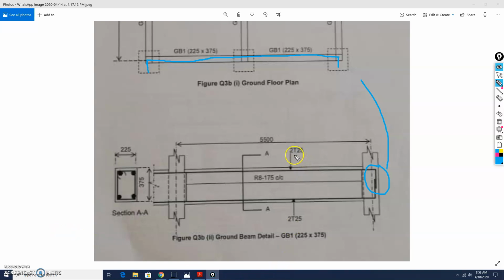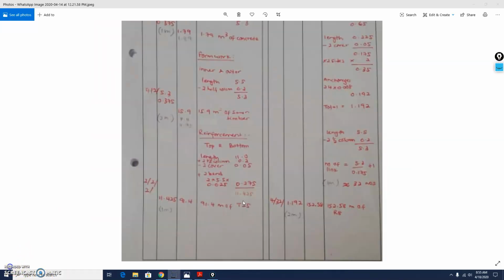Because this reinforcement is T, it is made from high yield steel, and the standard length for the bend, if you use high yield steel, is 5.5D for one bend. Okay, so if you have 2 bends, you need to multiply with 2. The D here will be 25 mm. Total length for one reinforcement will be 11.425. So you multiply with the time sink, and you will get 91.4 meters of T25.